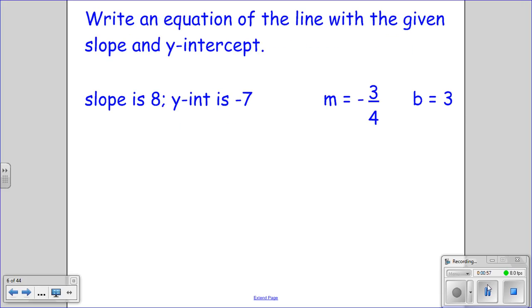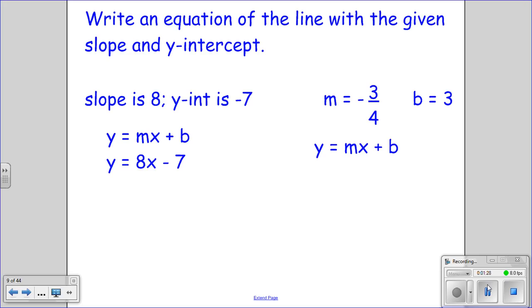Let's write some more equations where we are given our slope and our y-intercept. On the first one, the slope is 8 and the y-intercept is -7. Think about y equals mx plus b as your original format, and when we put in the 8 for slope and -7 in for our y-intercept, we have y equals 8x minus 7. It's written in slope-intercept form.